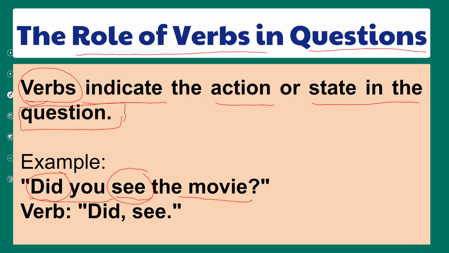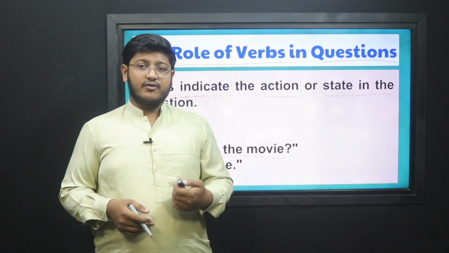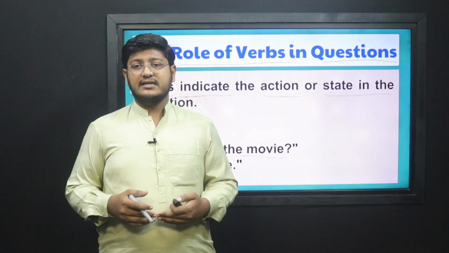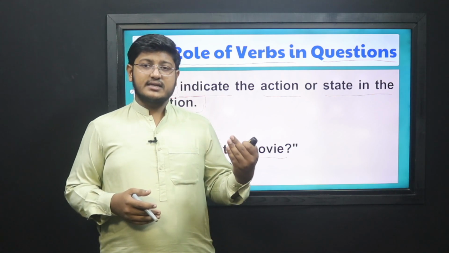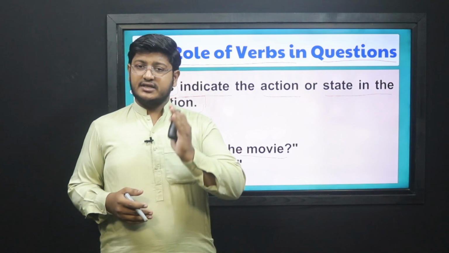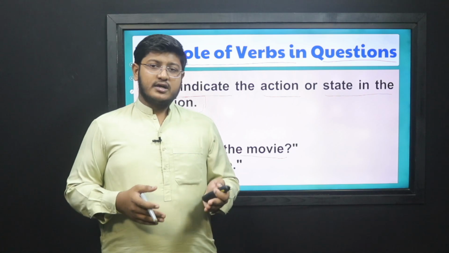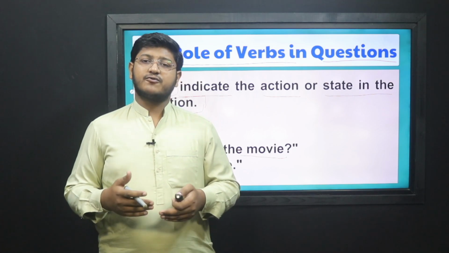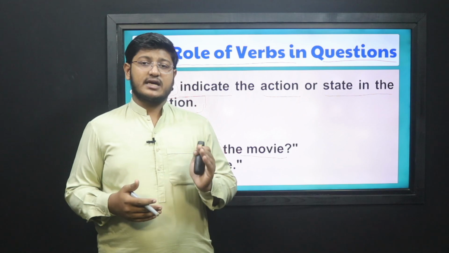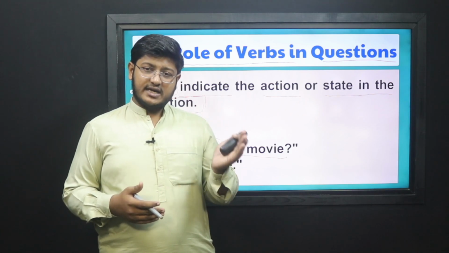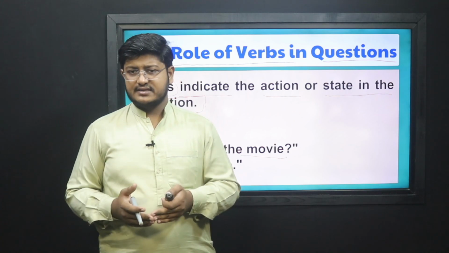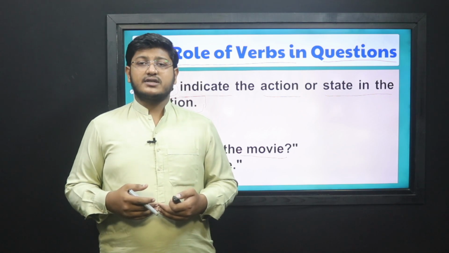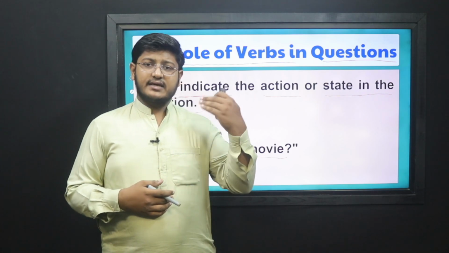action, because seeing is an action. Through the identification of the verb we definitely get to know that the questioner, the asker, is asking for a particular action, whether the action is happening or not. So with the identification of the verbs we can easily get to know what the question is about. It is about a state, or an action, or something else. So the second step is done, and we now have a better understanding of the question than before.